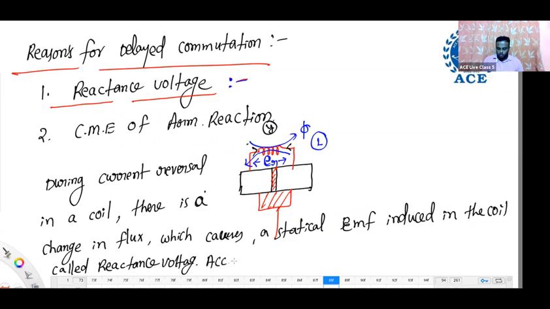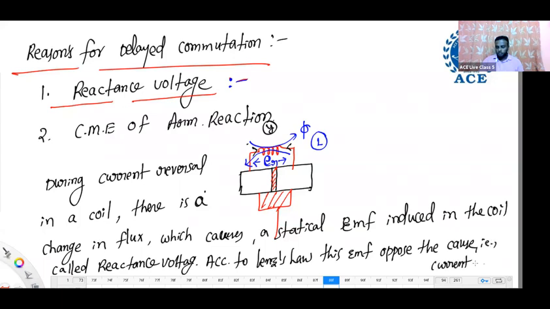According to Lenz's law, this EMF opposes the cause. The cause is current reversal. That's why it is delayed. Otherwise, it will take place in time, and then you don't get any spark, but it is delayed. This is one reason: reactance voltage.